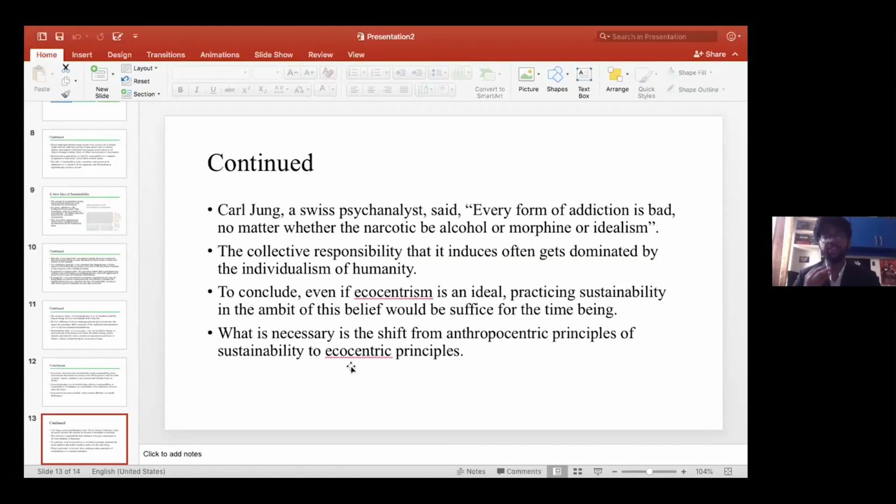The collective responsibility that ecocentrism induces. To conclude, even if ecocentrism is an ideal, practicing sustainability just in the ambit of this belief would suffice for the time being. What is necessary is the shift from anthropocentric principles to ecocentric principles. Thank you.